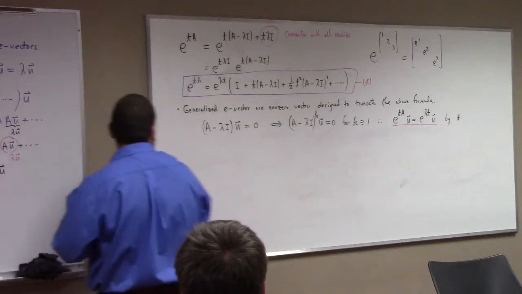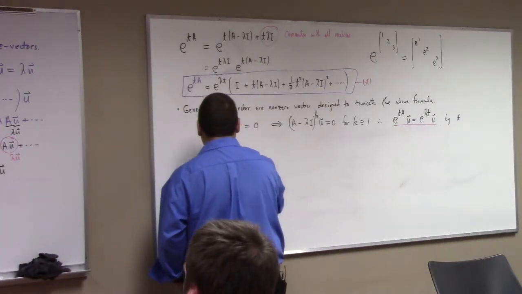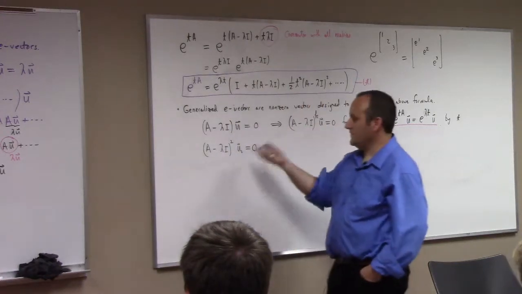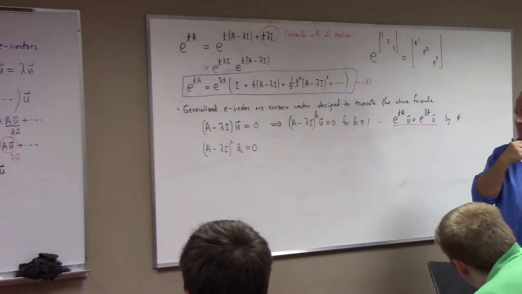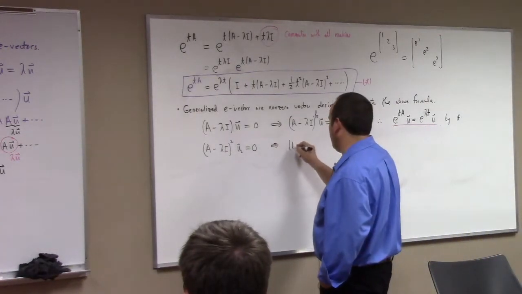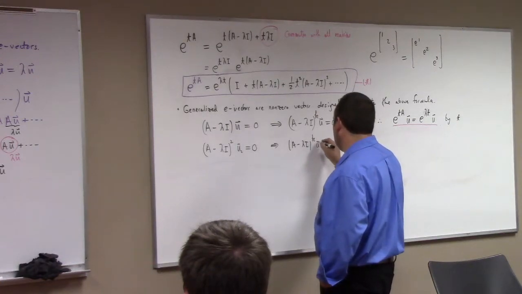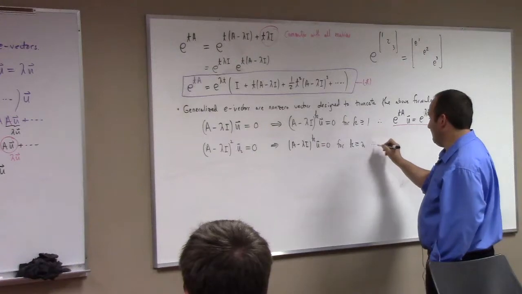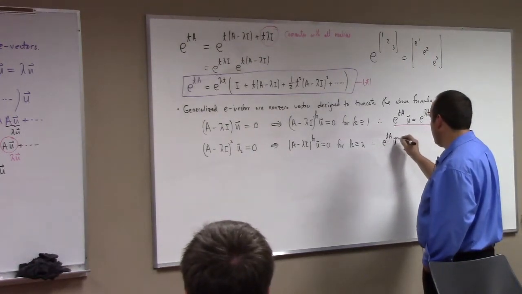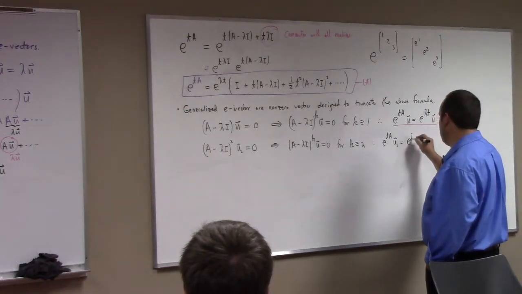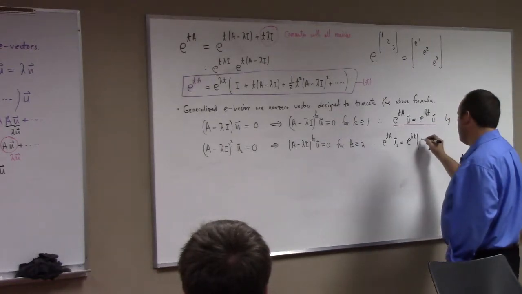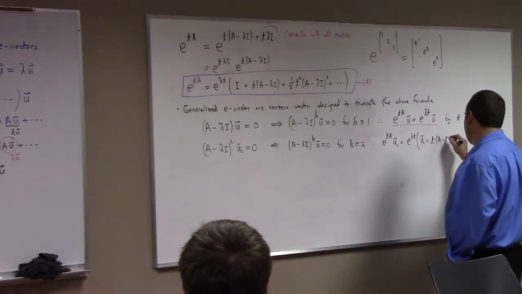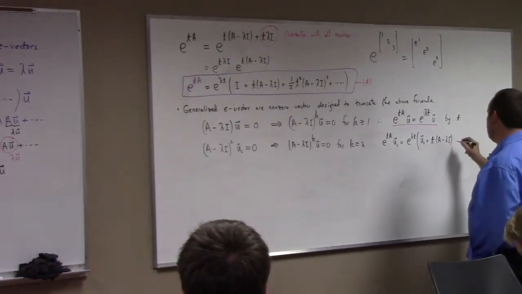So, what if we could find a solution like this? What if we could find u2 such that A minus lambda I squared u2 equals 0? What would that say then? If we could find such a solution, that would say that A minus lambda I to the k acting on u2 is equal to 0 for k greater than or equal to 2. Therefore, e to the tA times u2, what would that give us? It would give us e to the lambda t times u2 plus t times A minus lambda I times u2, right?